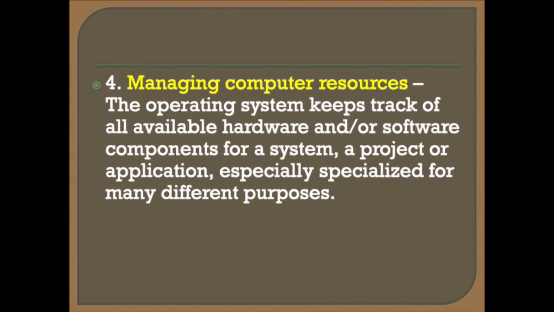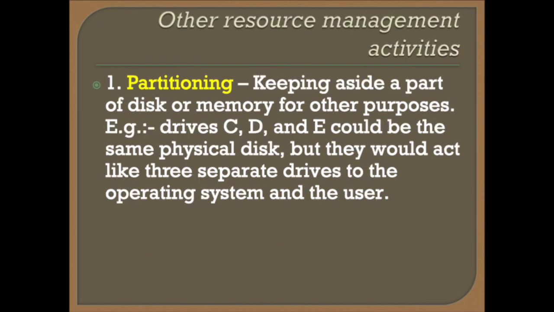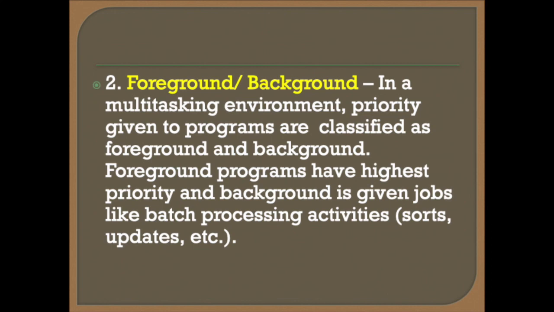It manages computer resources by keeping track of all available hardware or software components for a system. Other resource management activities by the OS: one is partitioning, which helps us to virtually compartmentalize the hard disk. Another one is foregrounding or backgrounding to give priority to the programs.